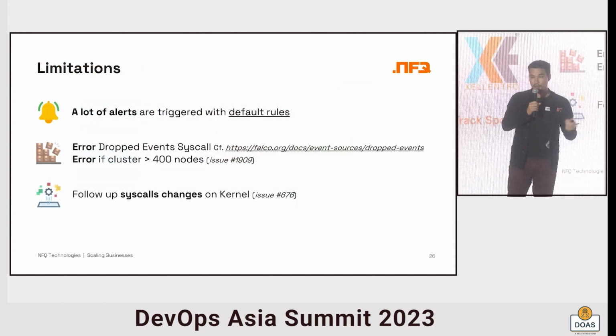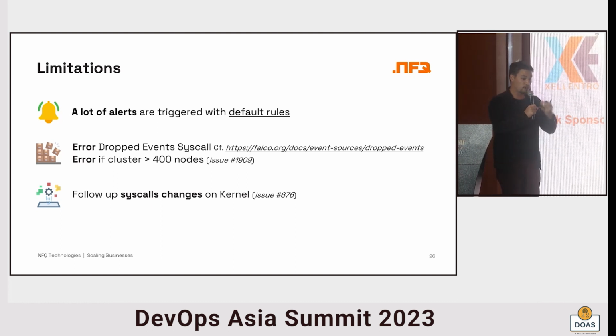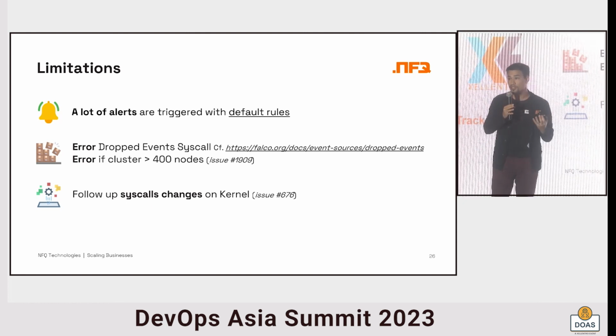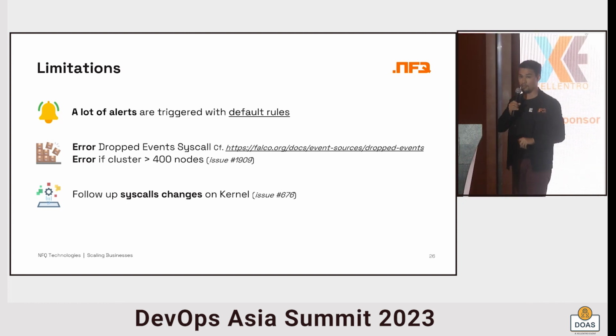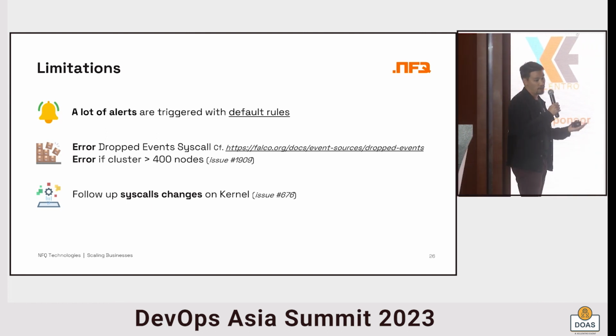A couple of limitations based on our experience with Falco. From the beginning, you will have a lot of alerts triggered. So basically, if you already have a Kubernetes cluster and you just install Falco, then be prepared, be ready, because you will receive a lot of alerts.